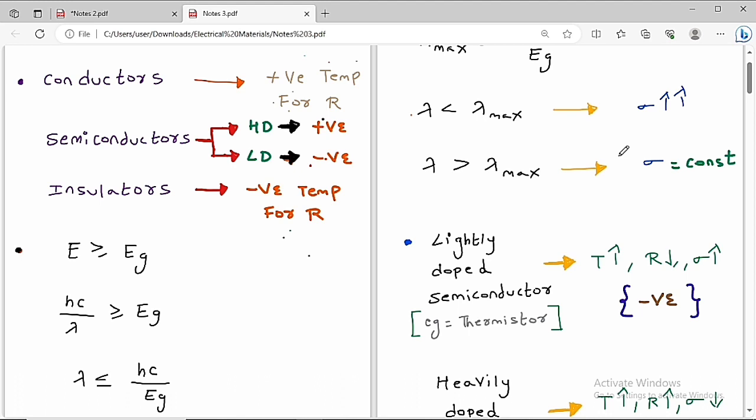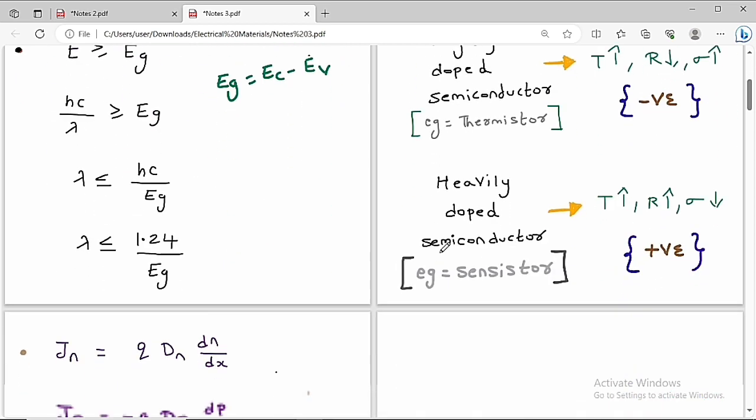So what is Eg? Eg is nothing but the forbidden gap energy, whose value is always equal to Ec minus Ev. What is Ec? Ec is the minimum energy level of the conduction band, and Ev is the maximum energy level of the valence band. So Eg is Ec minus Ev. Okay. This one I already told you.